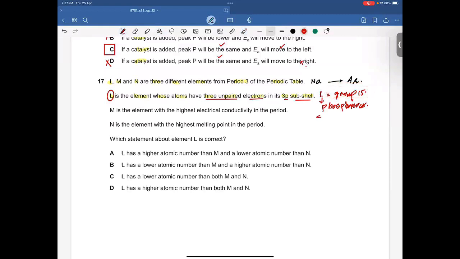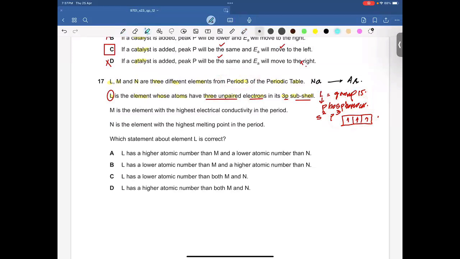Those 5 valence electrons can be distributed in the valence shell like this, s2 and p3. Now this p3 has 3 single unpaired electrons like this. I hope it makes sense to you. So that's a very powerful statement: 3 unpaired electrons in the 3p subshell. That means the element belongs to group 15, and since the element belongs to period 3, it must be phosphorus. So phosphorus is L, right?